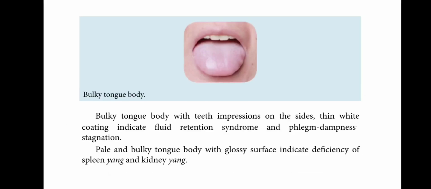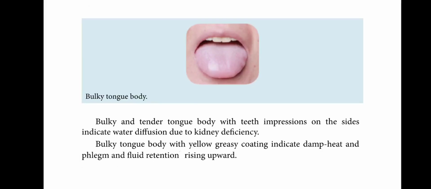Bulky tongue body with teeth impressions on the sides and a thin white coating indicates fluid retention syndrome and phlegm dampness stagnation. Pale and bulky tongue body with glossy surface indicates deficiency of spleen yang and kidney yang. Bulky and tender tongue body with teeth impressions on the sides indicates water diffusion due to kidney deficiency. Bulky tongue body with yellow greasy coating indicates damp heat and phlegm and fluid retention rising upward.